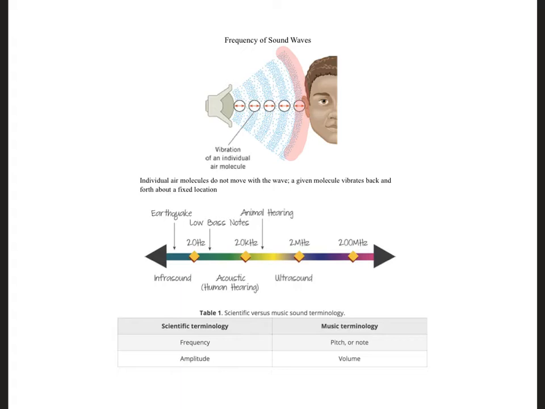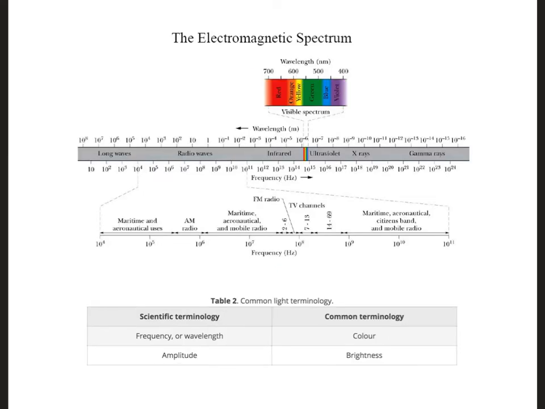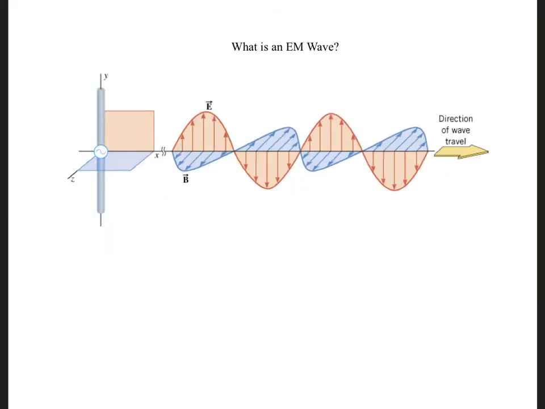Now, there is some specific terminology you should know that's listed here for frequency and amplitude. When we do say frequency, we mean the pitch, and amplitude refers to the volume in sound. Light, however, is the exact opposite.